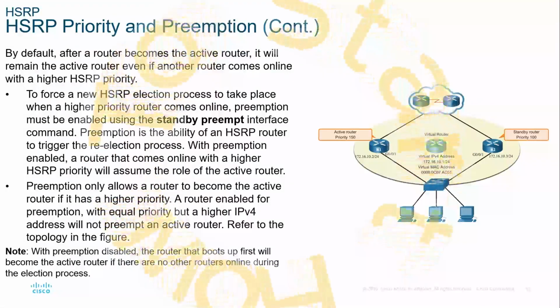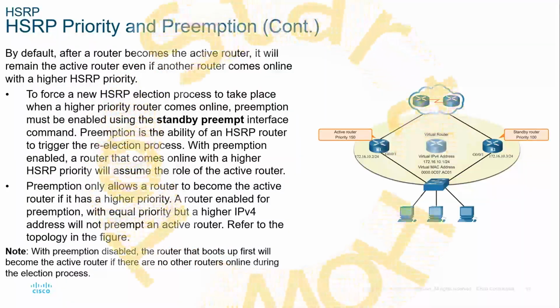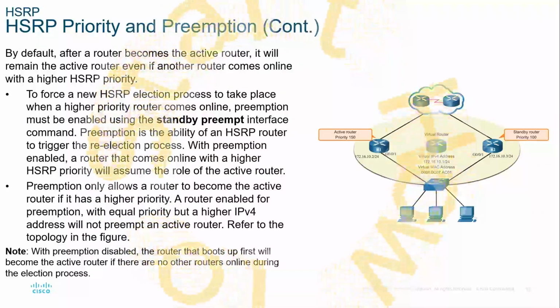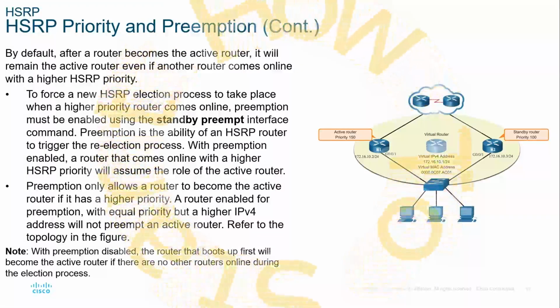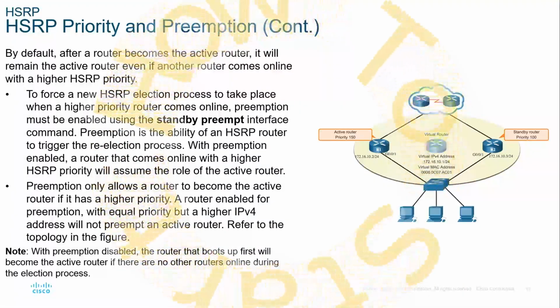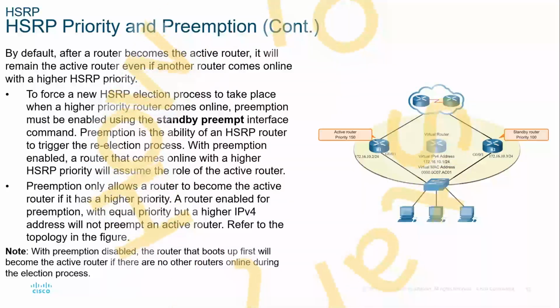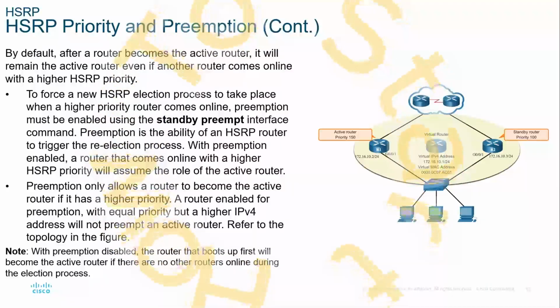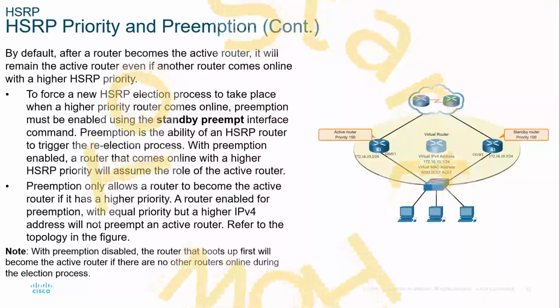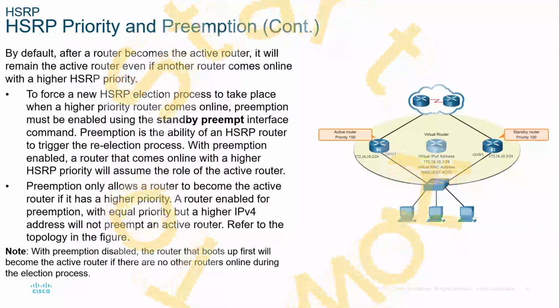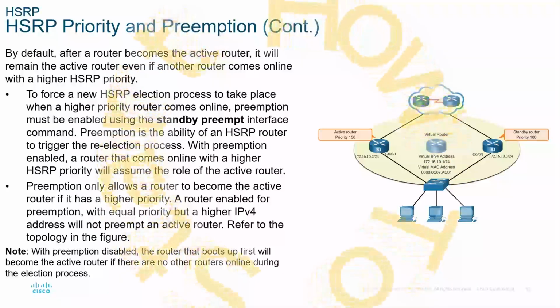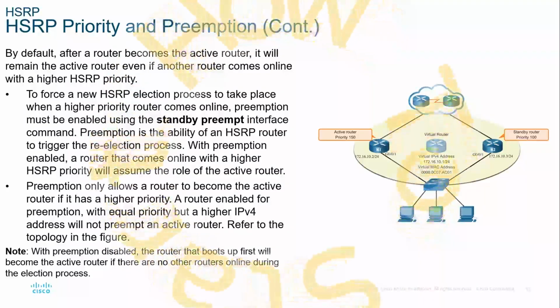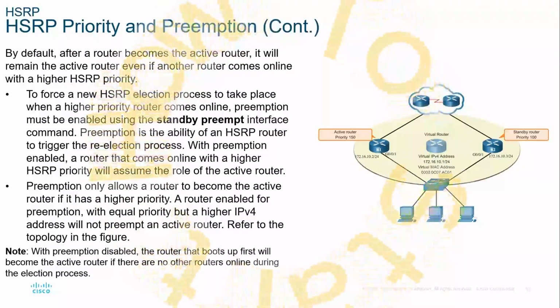So again, when preemption is enabled, every time a router with a higher priority comes online, it can assume the active router role. Preemption only allows a router to become the active router if it has a higher priority. Again, it will trigger an election, but the highest priority will always win. With preemption disabled, the router that boots up first becomes the active router.